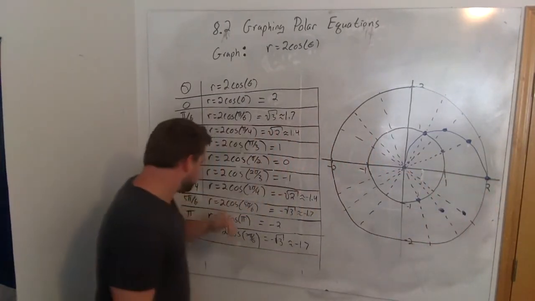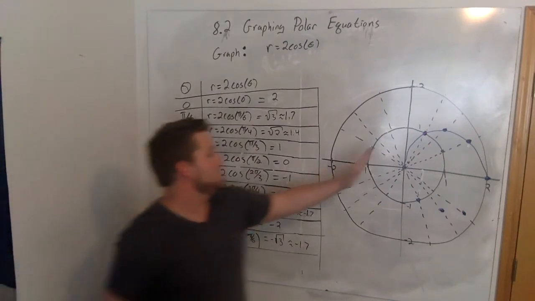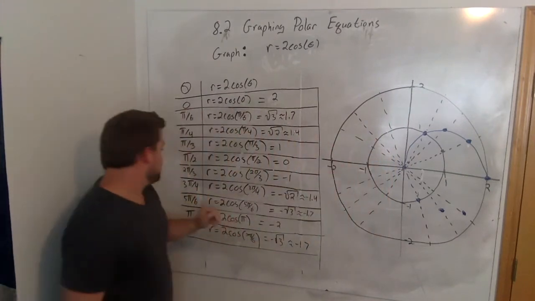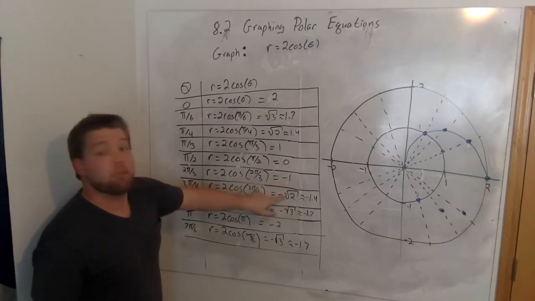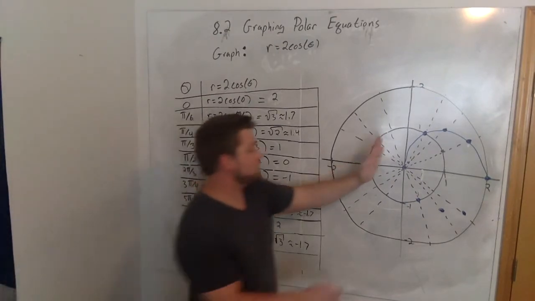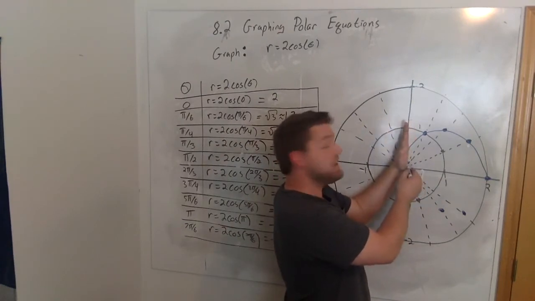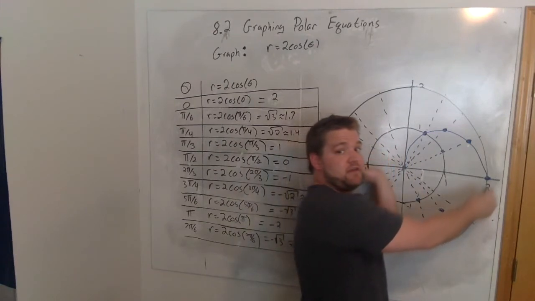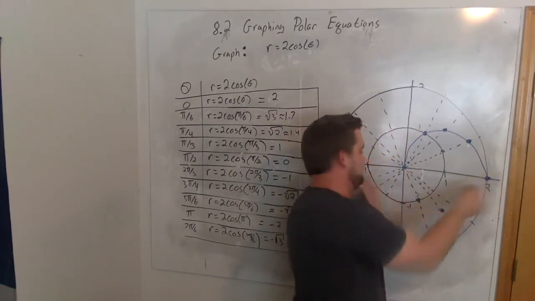So notice here, as we rotate from pi over 2 to pi, the radius is negative, but the radius is getting more negative. So as we rotate, it's negative, so on the other side of the angle, but it's getting more negative as we rotate around.